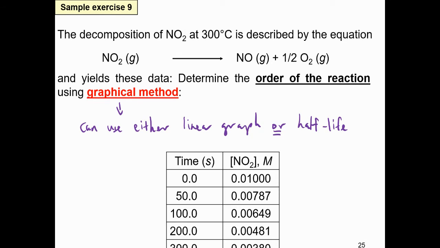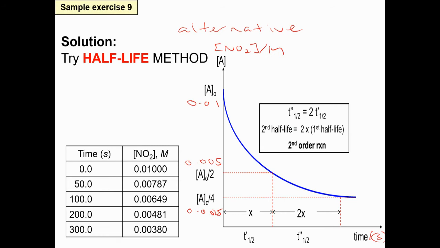Now let's look at another example. Here it tells you to determine the order of reaction. It didn't mention whether it is zero, first or second. The requirement is just stating using the graphical method. Using the graphical method, you can use the linear graph or half-life. Of course the easiest way would be using half-life, because half-life is just concentration versus time, and we have time and concentration given. We do not need to calculate any other information. So try the half-life method.